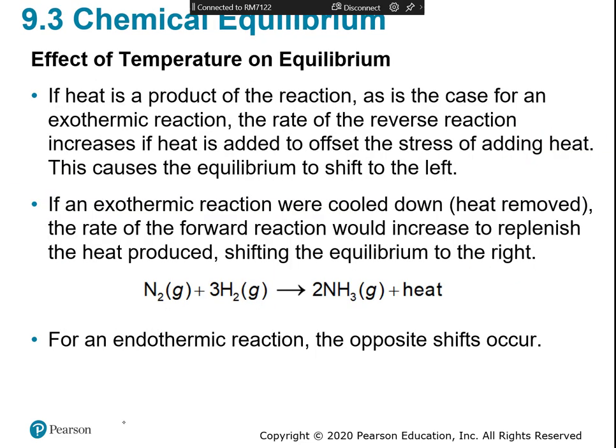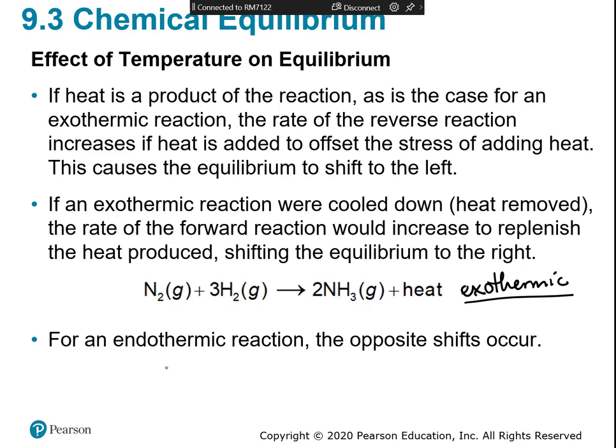Another thing that he looked at was how temperature came into play. He said, what if you change the temperature of a system that's at equilibrium? If I change the temperature, I'm either adding or removing heat energy, right? If you heat it up or cool it down, he found that it depended on what kind of reaction it was. If it was an exothermic reaction, everybody remember this means that heat's given off. Exothermic, heat is a product because heat is produced in the reaction.